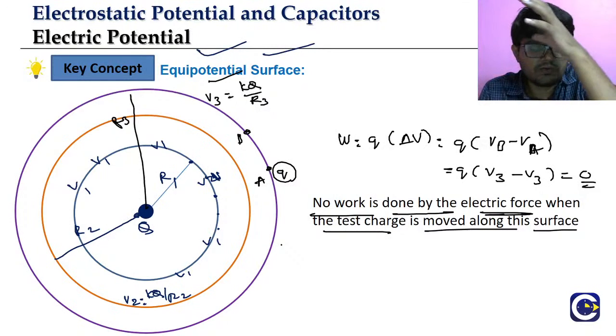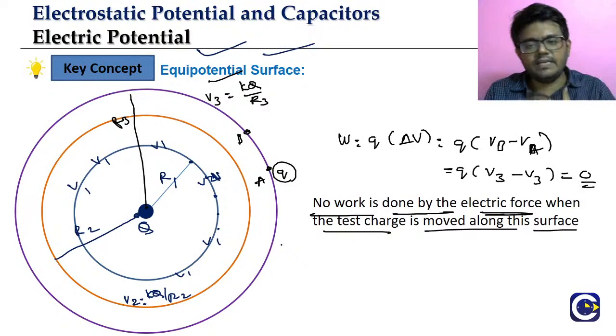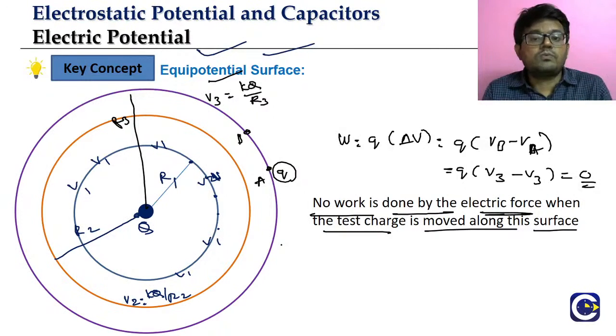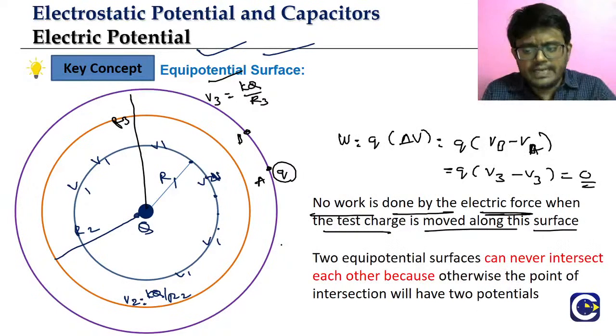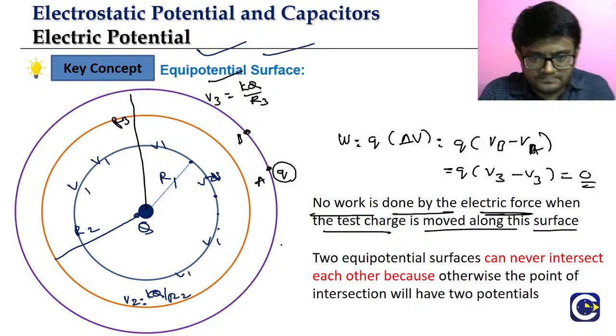If you want to measure the work done, how do you measure it? Q times delta V, right? So delta V will be 0 because each and every point has the same potential. If you move on the surface, all the points have the same potential, right? Which means the work done will be equal to what? 0.